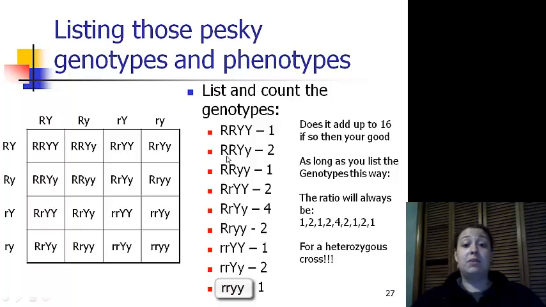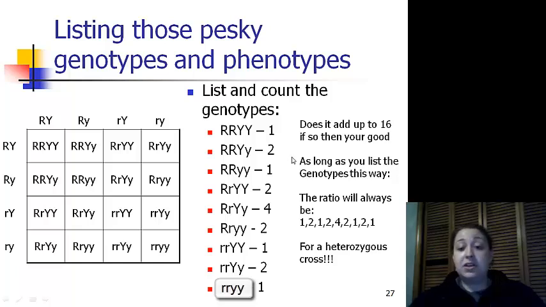with keeping big R, big R, big R, big R, big R, big R, and then going through the different combos, big Y, big Y, big Y, little y, little y, little y, and then switch to the heterozygous R's and go through big Y, big Y, big Y, little y, little y, little y, and then go to the recessive R's and go through that same pattern, the big Y, big Y, big Y, little y, little y, little y, and that'll come up with a 1 to 2 to 1 to 2 to 4 to 2 to 1 to 2 to 1 ratio.